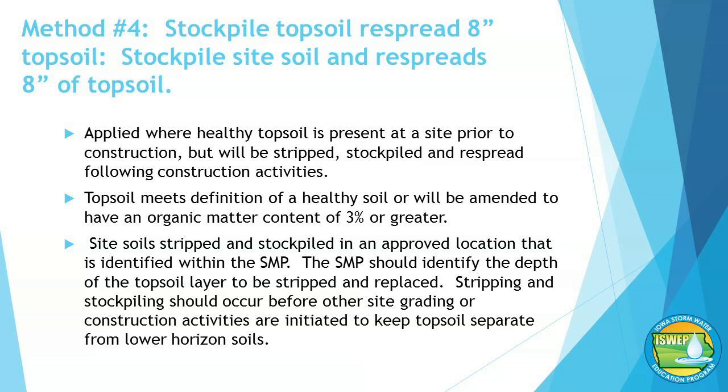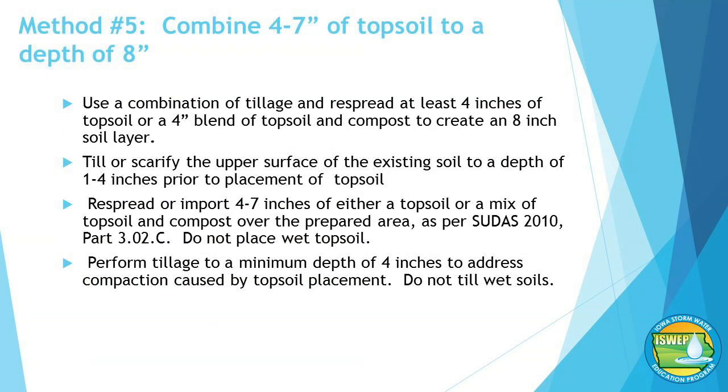But what you will do is till the subsurface soils, and then bring in your 8 inches of topsoil. And I'd probably recommend doing a little bit of tilling of that and grading of that. Method five is when you have 4 to 7 inches of topsoil, and you want to get that to 8 inches, so you're going to use a combination of tillage and then respreading at least 4 inches of topsoil, or a blend of topsoil and compost to get that 8 inches of a soil layer.